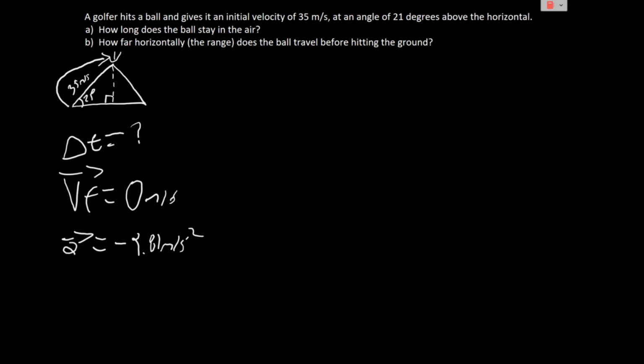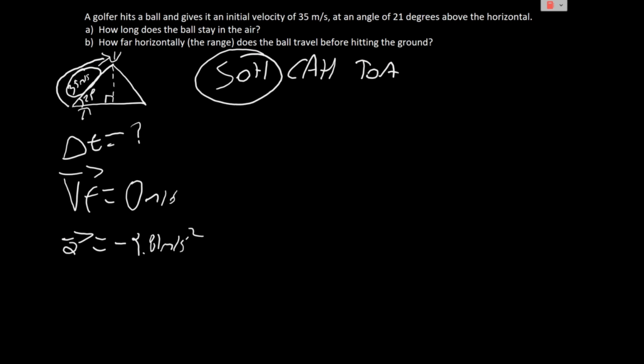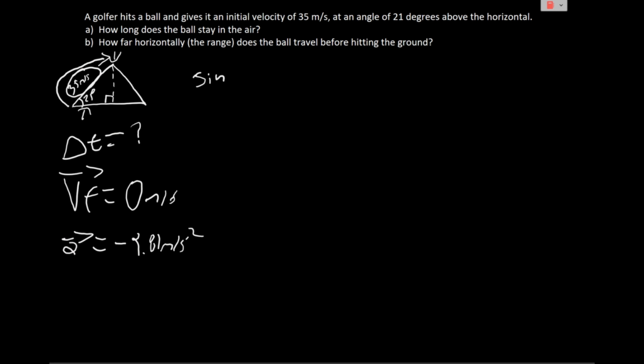Now, like I said before, this 35 meters per second is not an initial velocity. We must solve for it by using SOHCAHTOA. So from this angle, this 21 degrees, this 35 meters per second is the hypotenuse, and we're trying to solve for the opposite side. So therefore we're going to be using sine. So sine 21 degrees is going to equal opposite over the hypotenuse, which is going to be 35 meters per second.